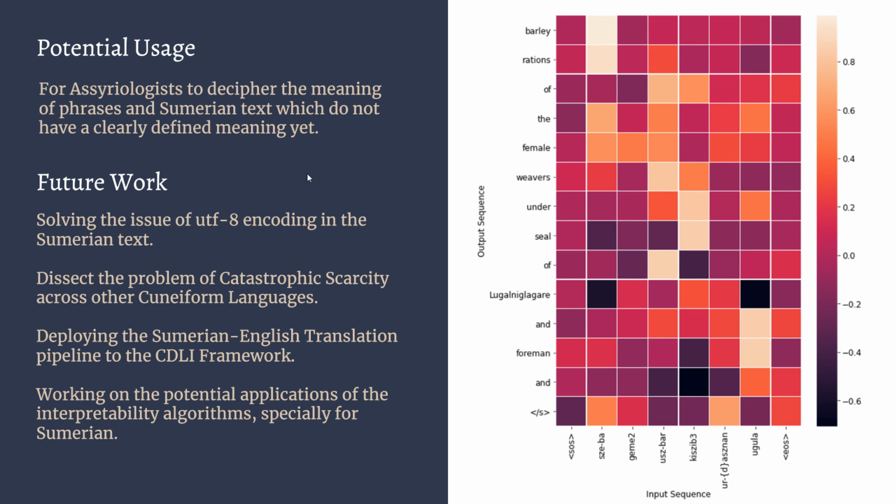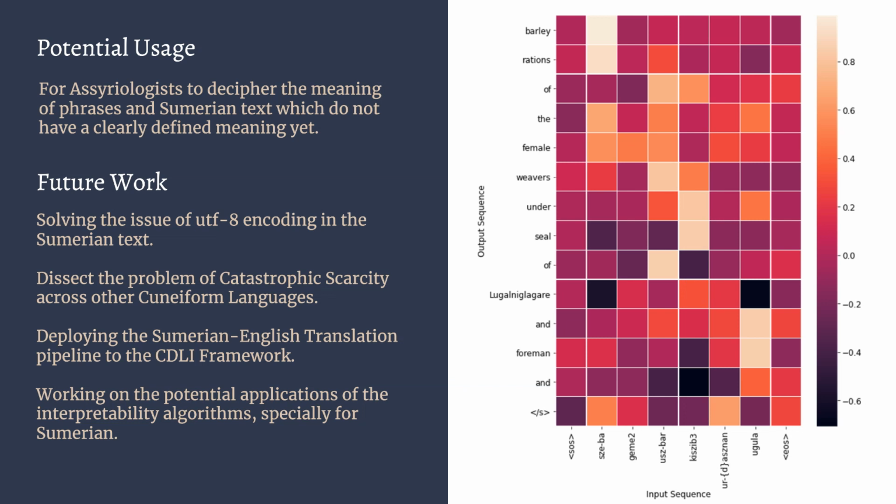So one potential usage of this interpretability and even the machine translation models in general is for the human experts to decipher the meaning of phrases and Sumerian text which do not have a clearly defined meaning yet. So we can use such visualizations to obtain, for which Sumerian text, which English tokens are the most relevant ones to look at, and we can obtain an estimate of the English translations for a sentence.